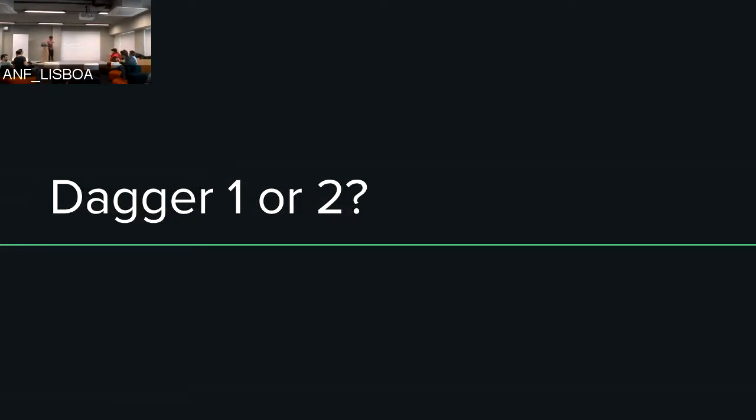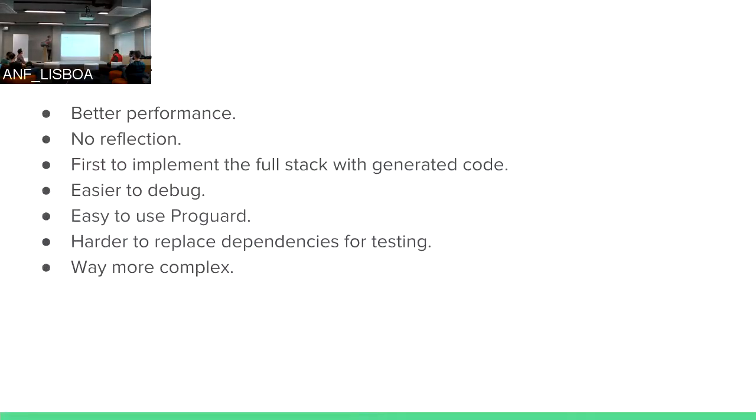So yeah, the first question is Dagger 1 or Dagger 2, but actually Dagger 1 is deprecated. It was deprecated by Square, the original creator of Dagger. I don't know if I agree with that deprecation, but let's see why you would go for Dagger 2. Compared to Dagger 1, Dagger 2 has better performance, mainly because it doesn't use reflection, which Dagger 1 used to do. And so it's the first implementation that implements the full stack with generated code.